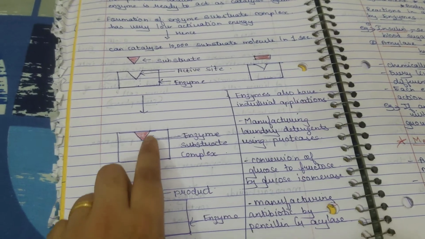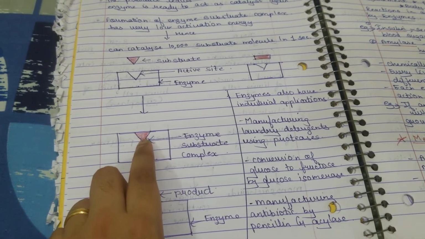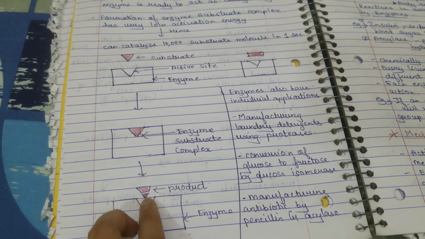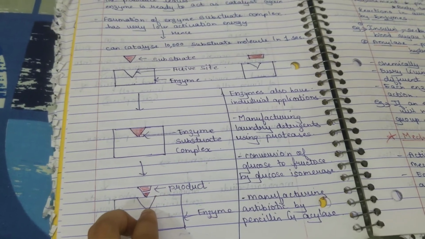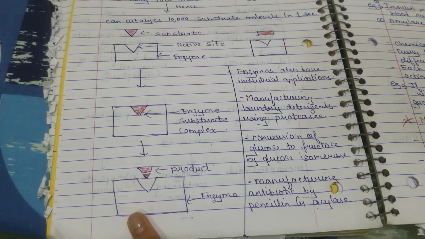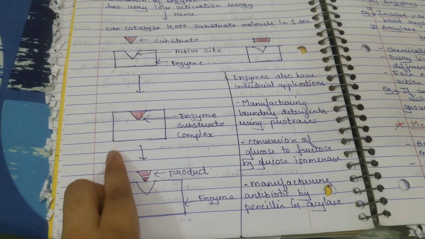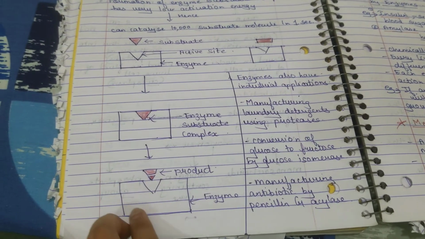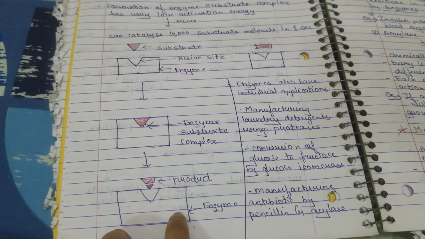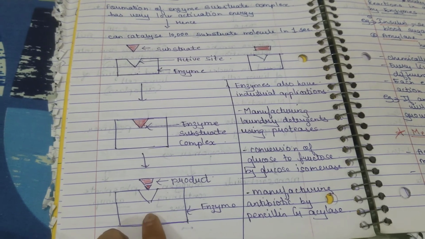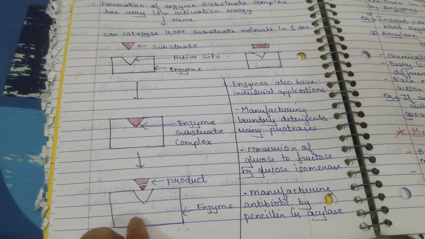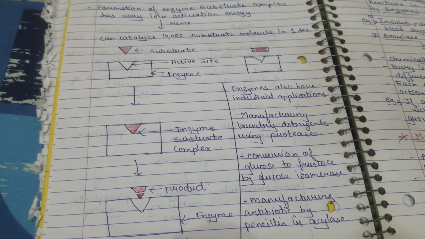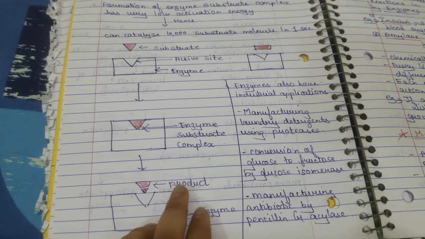Now once the reaction takes place here between enzyme and the substrate, product will be formed, and once the product is formed, it requires very less energy to come out from the active site. So what they are saying is this one particular enzyme can actually catalyze 10,000 substrates in 1 second. So you can imagine how low an amount of energy is required to activate this product.